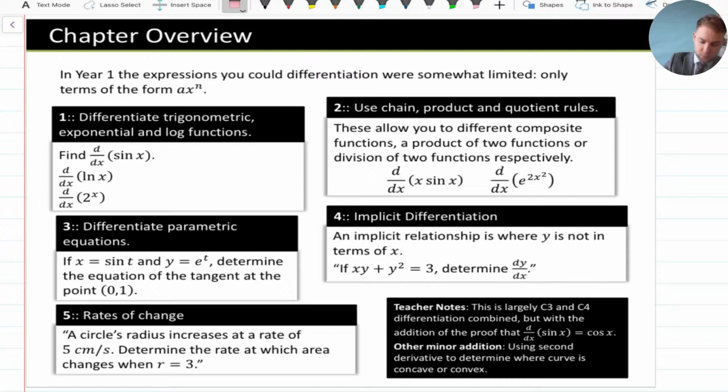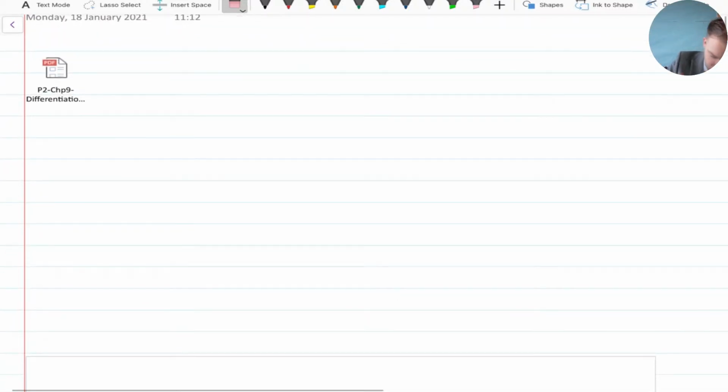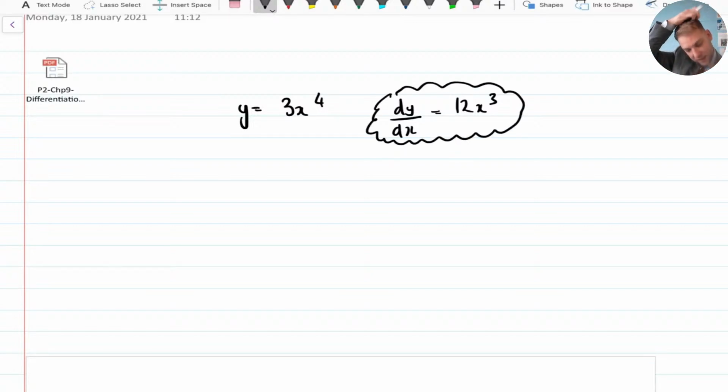So in Year 1, we looked at differentiation, but we only looked at things which are really in the form of ax to the n. So we were looking at things like this. y is equal to 3x to the power of 4, and we know that that differentiates to 12x to the power of 3. Okay, we times the power by the front and then take away 1.